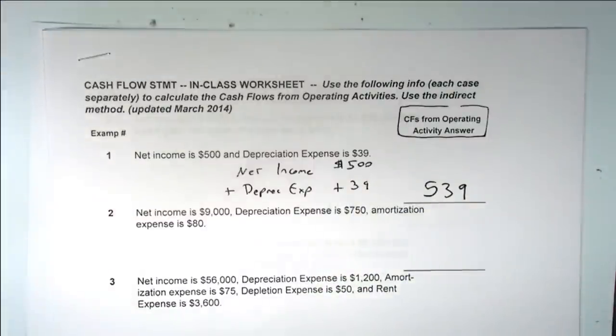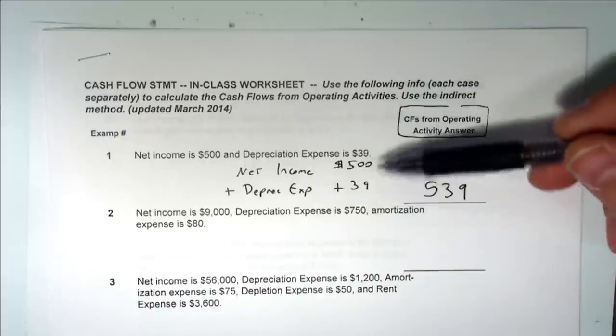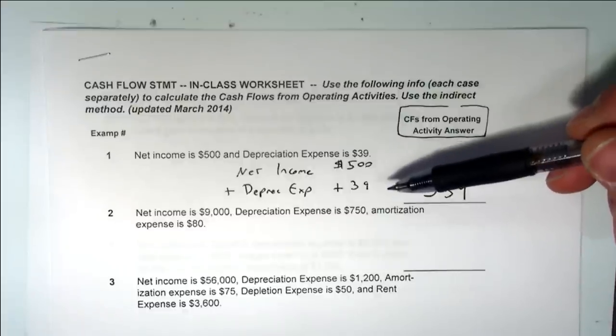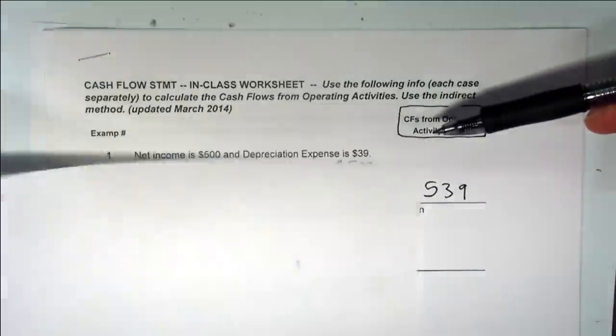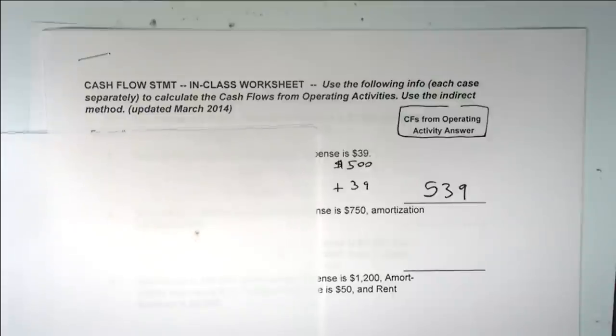Okay? Now here's the deal. If you do what I'm asking you to do, you're going to learn without even knowing it how to do a cash flow statement. If you just try to get lazy and just put the answer there, or just put the numbers there and don't label them, you're not going to be learning what the objective of this whole day really is. Okay?